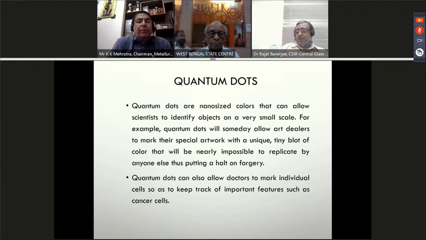So now I'm going to the quantum dot, along with the fullerene and the carbon nanotube. Quantum dots are nano-sized colors that can allow scientists to identify objects on a very small scale. For example, quantum dots will someday allow art dealers to mark their special artwork with a unique tiny blot of color that will be nearly impossible for anyone else to replicate, thus putting a halt to forgery. Quantum dots can also allow doctors to mark individual cells so as to keep track of important features such as cancer cells.